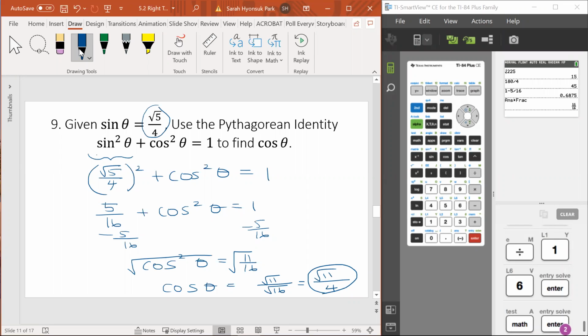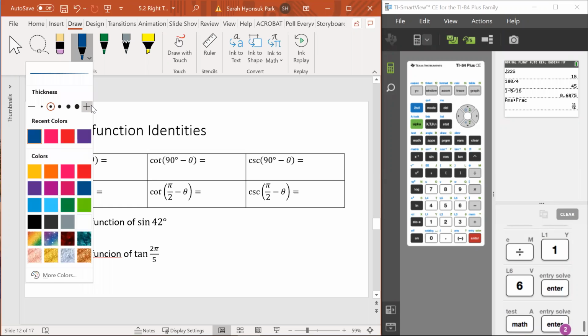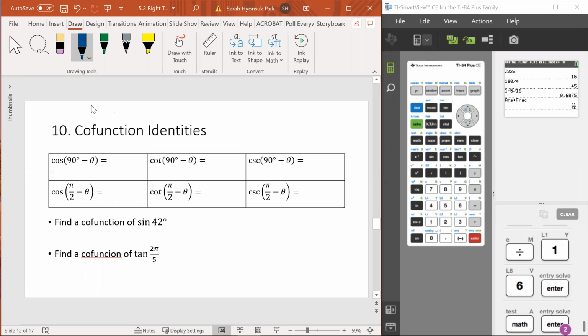All right, so we did 9 together. Let's look at 10. This is the last one that I'm going to share with you with the co-function, well, in terms of the identities, and then we'll look at a couple more examples. Co-function identities is when you take cosine and you have the difference of 90 degrees minus that theta. This ends up being sine of theta, and this is all degree mode.